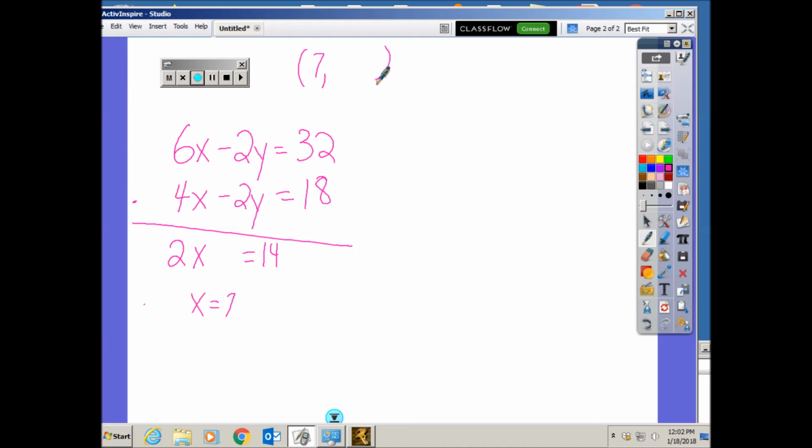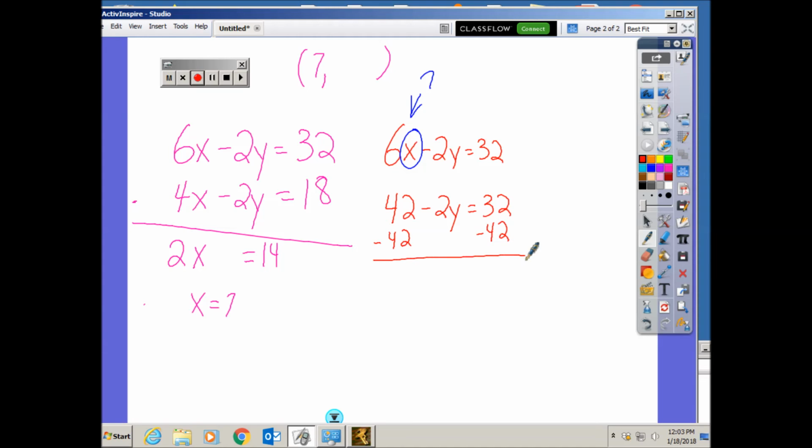So now, I'm going to take the original first equation, 6x minus 2y equals 32. I'm going to take out the x and put in 7. 6 times 7 is 42. Minus 2y equals 32. Correct? I subtract 42 from both sides. What is 32 minus 42? Negative 10, thank you. So negative 10 divided by negative 2: a negative divided by a negative is a positive. So y is 5.